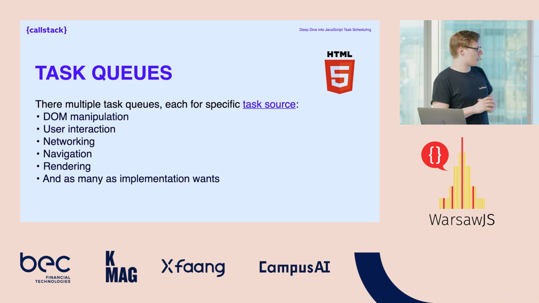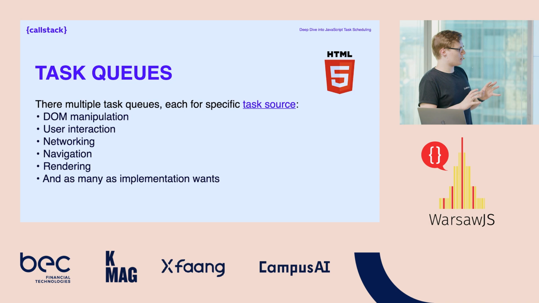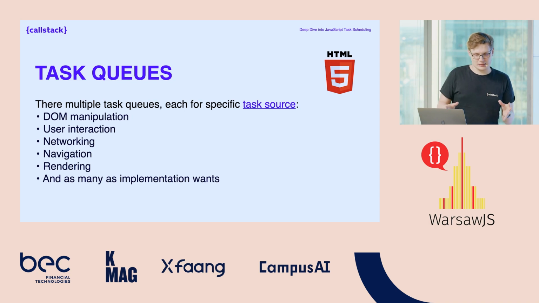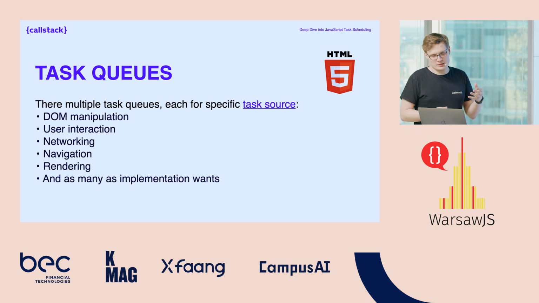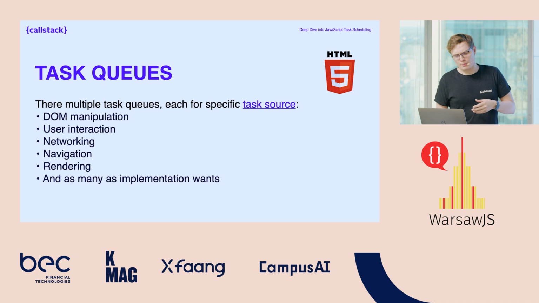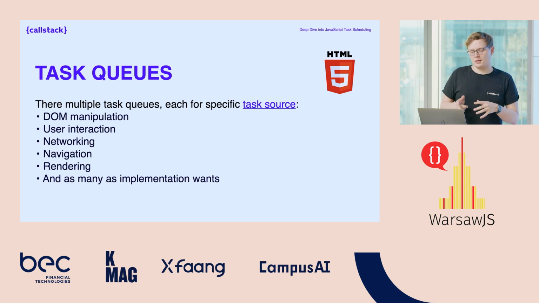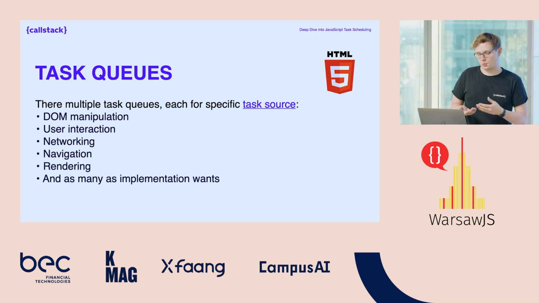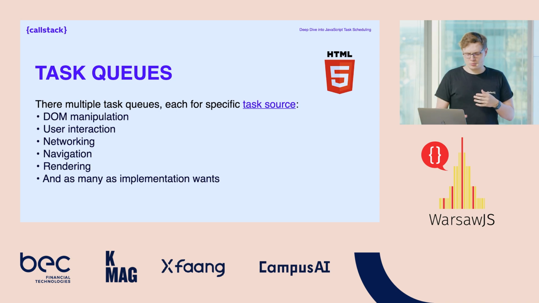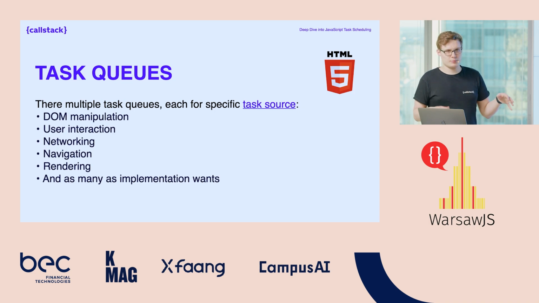HTML task queues. HTML defines different kinds of task queues. It's actually up to the implementer, like the browser, to split the task queues. But the most common ones are DOM manipulation, user interaction, networking, navigation, rendering, and there can be as many task queues as the host wants. They are used mostly for scheduling and prioritization.